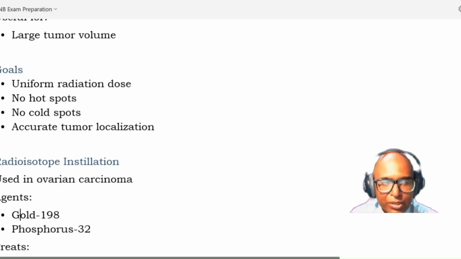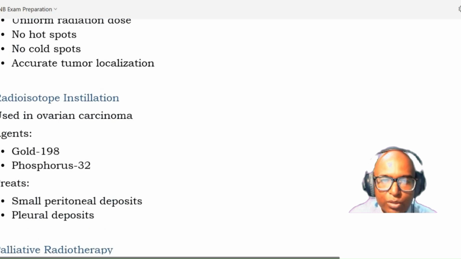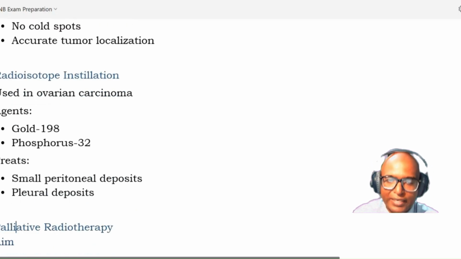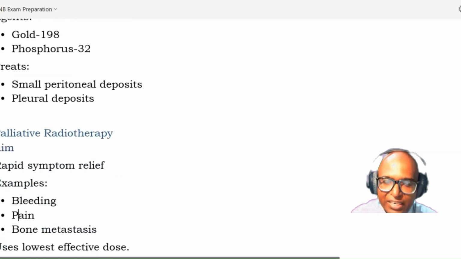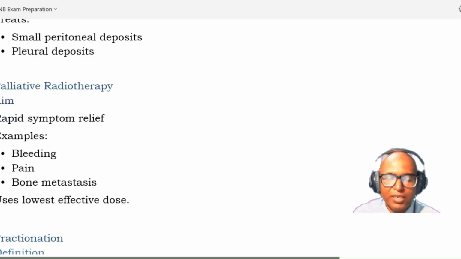Then coming to the radioisotope installation. Okay, it is used in ovarian carcinoma. Okay, gold 198, phosphorus 32, for small peritoneal deposits, pleural deposits, where the radioisotope is instilled into the tissue. Okay, then you have the palliative radiotherapy. The aim of palliative radiotherapy is rapid symptom relief from bleeding, pain, bone mets. In these cases, you can give palliative radiotherapy. It uses the lowest effective dose.